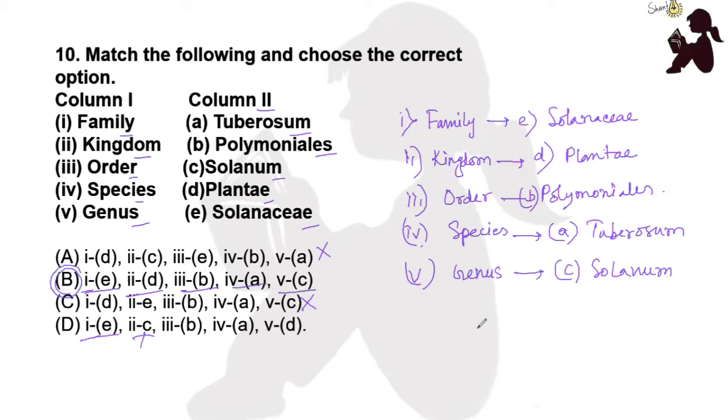Okay, because the scientific name is Solanum tuberosum. Here the Solanum is the genus, and the tuberosum is the species. Okay, so here the correct answer is this option B. Okay, now let's move forward to the next question.